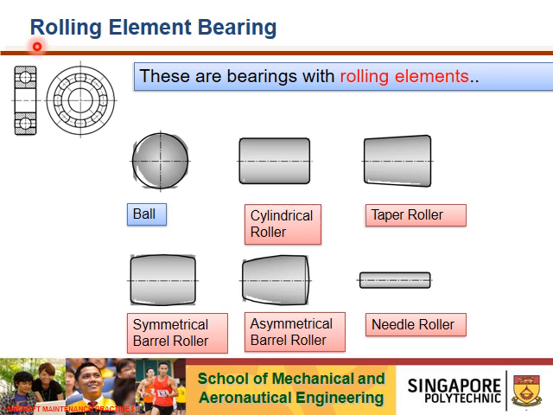So let's talk about rolling element bearing. These are the bearings with rolling elements: ball, cylindrical roller, taper roller, symmetrical barrel roller, asymmetrical, and last but not least, needle roller. So you have an outer race and an inner race in this case, okay, where the bearings are sandwiched in between that.